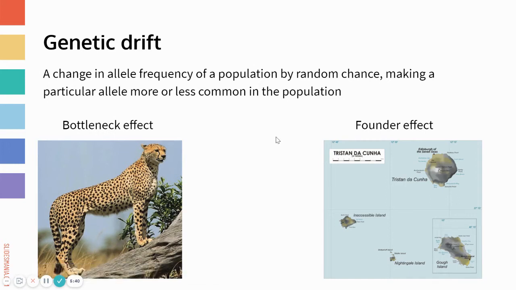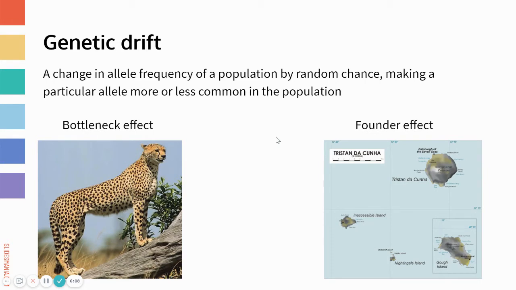And so a bottleneck effect is when there's some sort of natural disaster or other cataclysmic event where you get a severe reduction in the number of individuals in a population. And then the few that survive are going to remake the population, and whatever alleles they happen to have are going to be overrepresented in the resulting population.